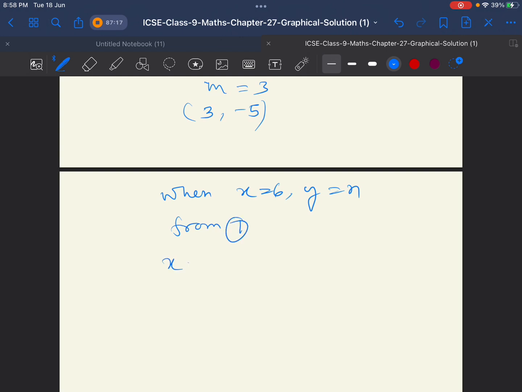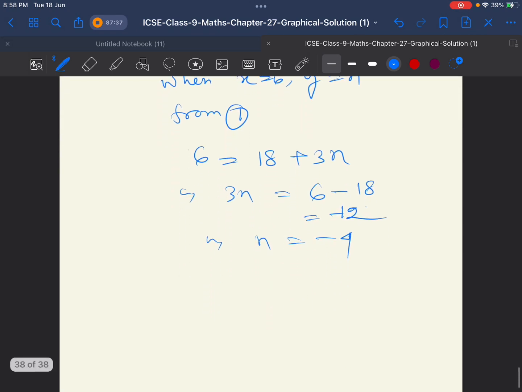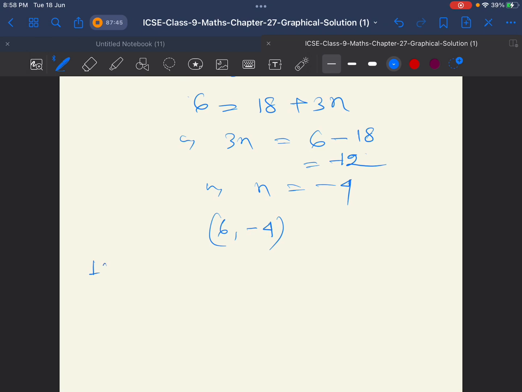Now when x equals 6 and y equals n, then from equation 1, x is here 6, so 6 equals 18 plus 3 into n, or 3n equals 6 minus 18, which is minus 12, or n equals minus 4. So here n is minus 4, and the point is (6, minus 4).